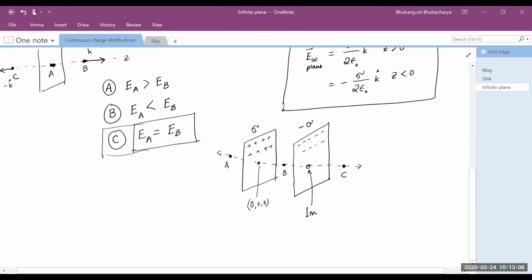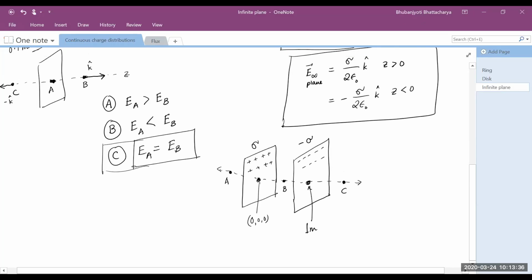Just like if there were 2 point charges at these 2 points, if we wanted to find the electric fields at A, B, and C, we would have found the electric field due to each of the point charges and added them together. We're going to do the same thing here, except now we're going to use the infinite plate formula. At C, we're going to calculate EC plus and add it to EC minus.